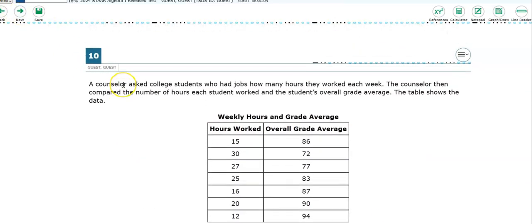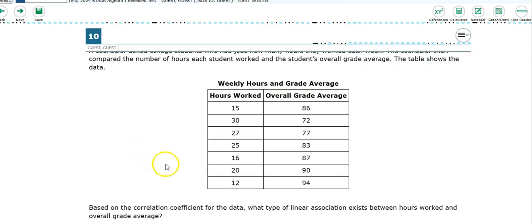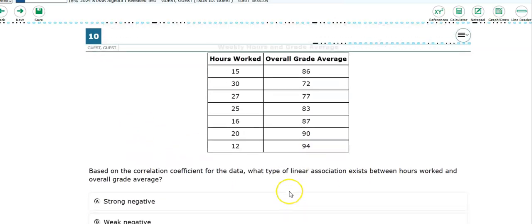Okay, next question. All right, a counselor asked college students who had jobs how many hours they worked each week. The counselor then compared the number of hours each student worked and the student's overall grade average. The table shows the data. Okay, there's a bunch of data. Based on the correlation coefficient for the data, what type of linear association exists between hours worked and overall grade average?